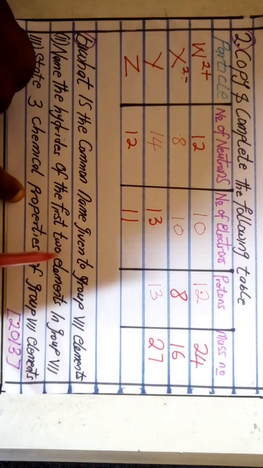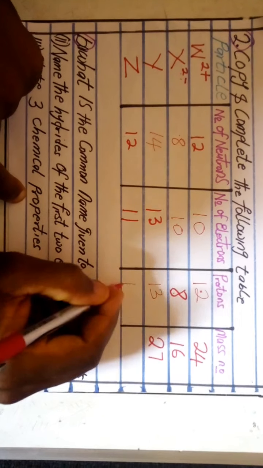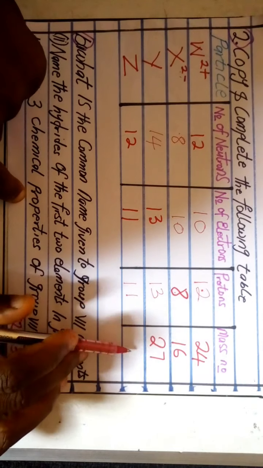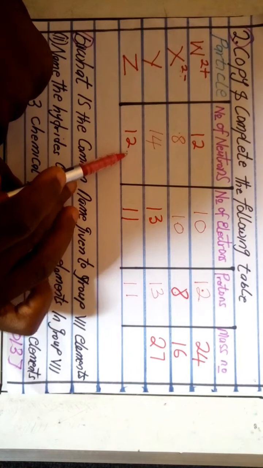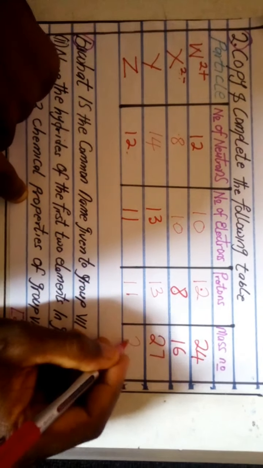Then the number of electrons is 11, so protons will also be 11. In order to get the mass number, you add the number of neutrons plus protons, which will give you 23.